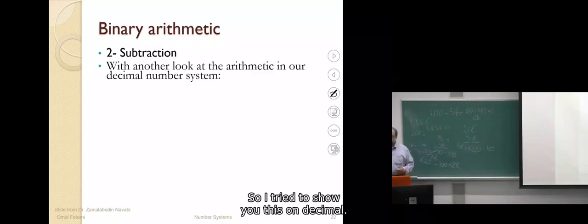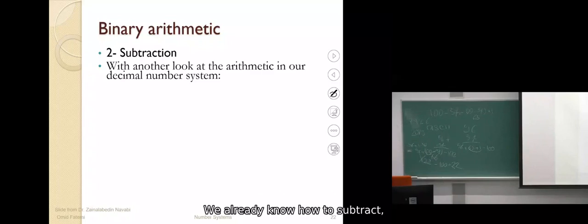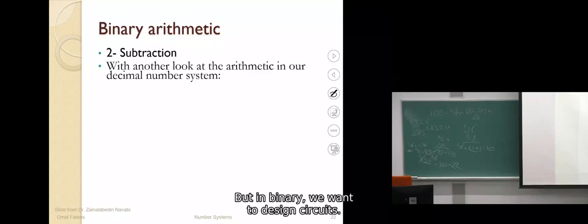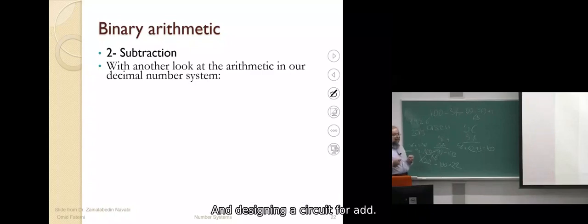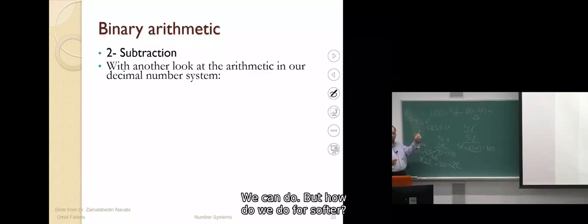Okay, so I tried to show you this on decimal. Now we use this analogy and go to binary. That should help us. In decimal, we already know how to subtract, how to add, and how to borrow, how to have a carry on, and so on. But in binary, we want to design circuits. And designing a circuit for add, we can do. But how do we do for subtract?